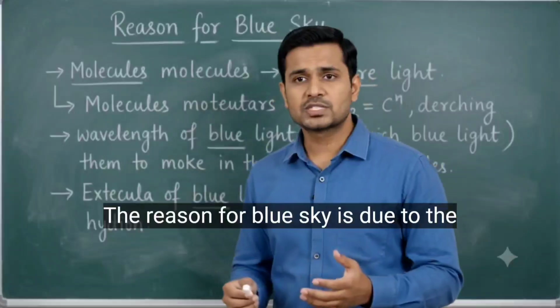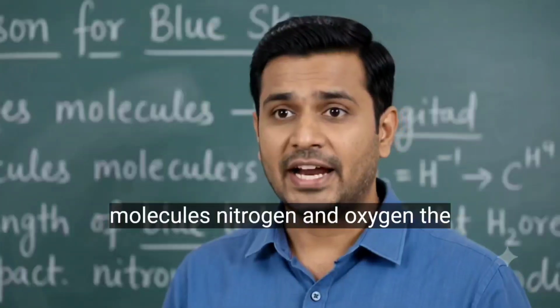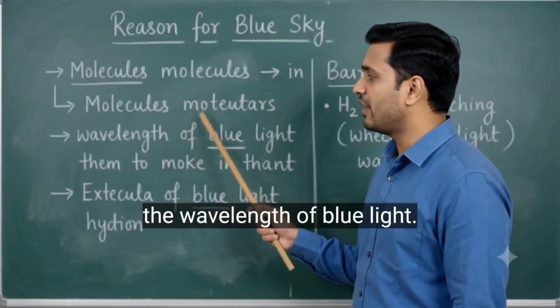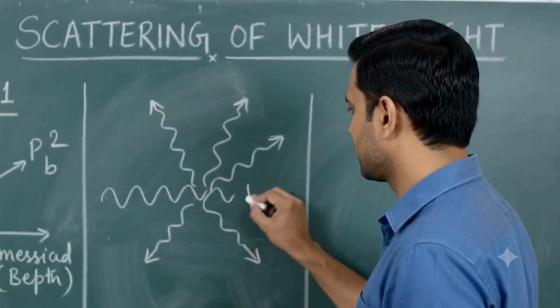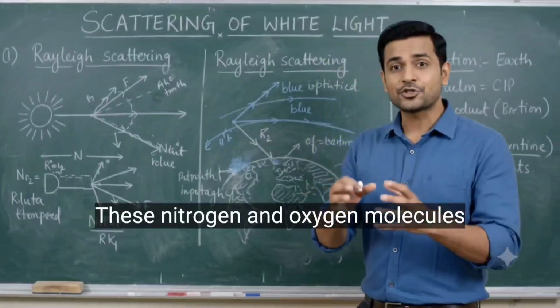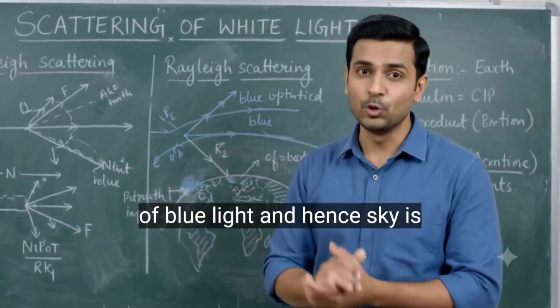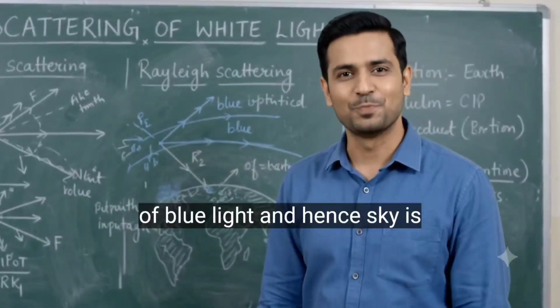The reason for the blue sky is the molecules of nitrogen and oxygen. The sizes of these molecules are comparable to the wavelength of blue light. These nitrogen and oxygen molecules act as scattering centers for scattering of blue light, and hence the sky is blue.